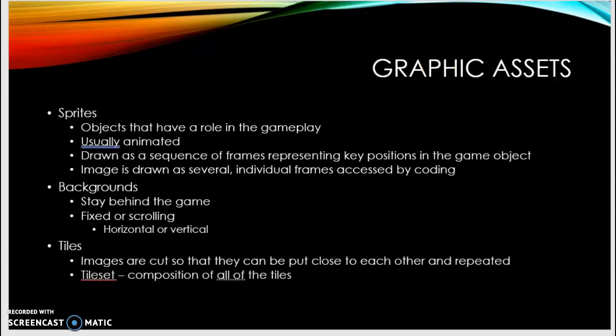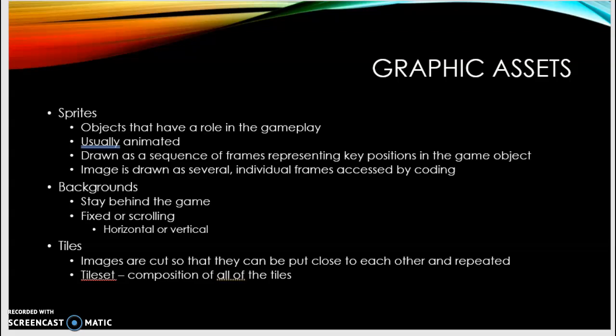When you create graphics for your game, we call them sprites. Sprites are objects that have a role within the gameplay, and usually they consist of one or multiple graphics or a single sheet that has key frames representative positions of that game object where it can be manipulated.